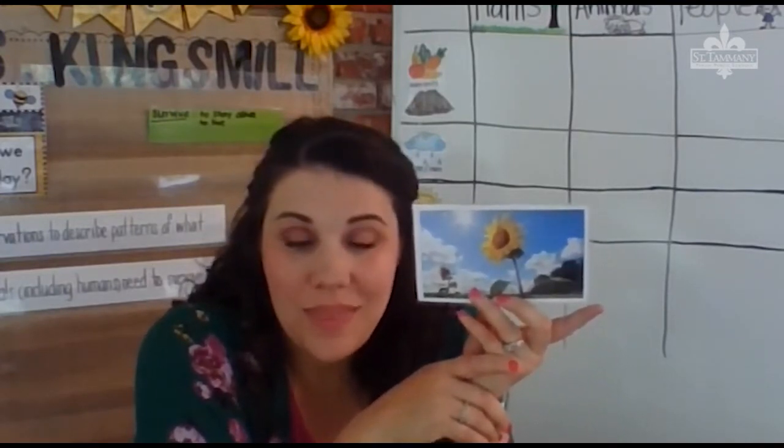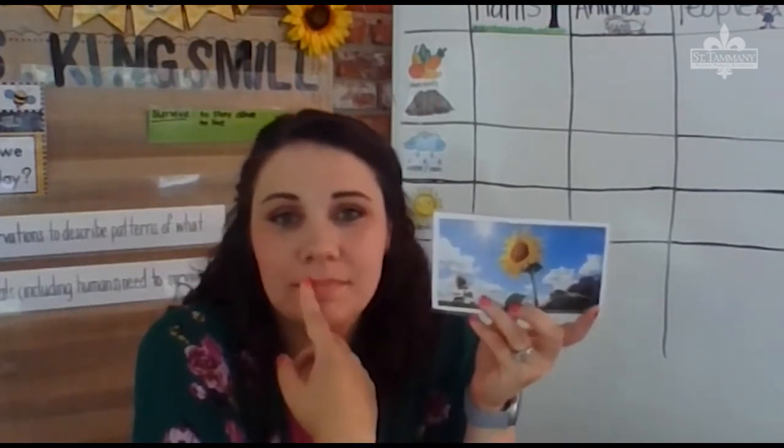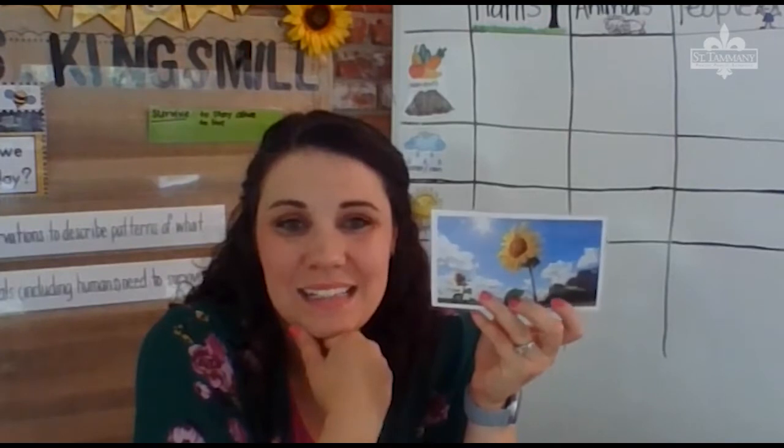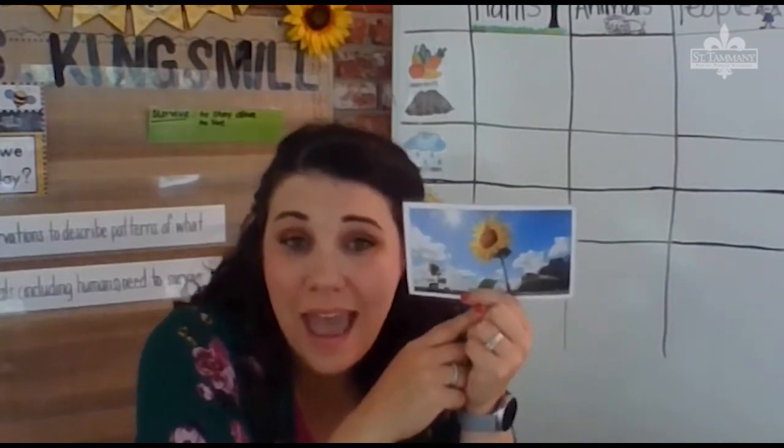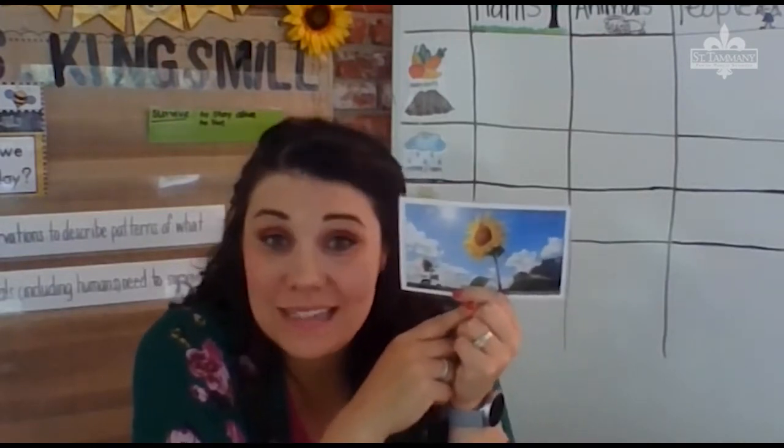All right, so for my first picture, this is my favorite flower. This is called a sunflower. And sunflowers grow in the ground, and I noticed that there's something up here. Does anybody know what that is? Yeah, that's the sun. Sunflowers need the sun in order to survive. As a matter of fact, all plants need the sun in order to survive because they use the sunlight to make their own food. Isn't that awesome?